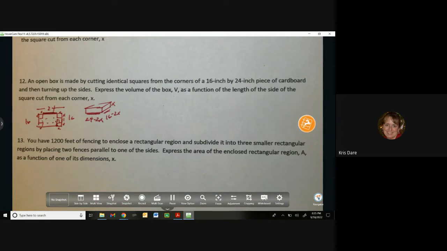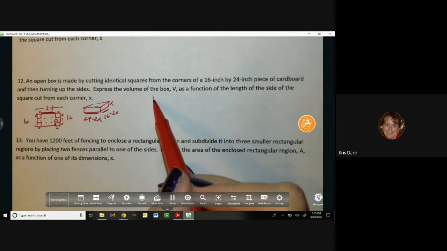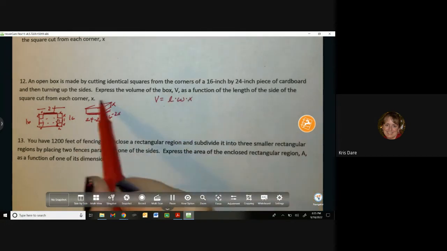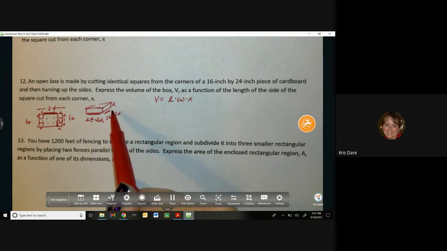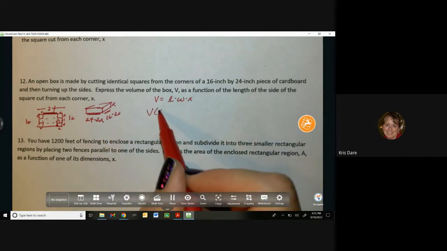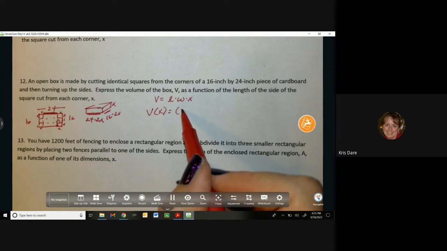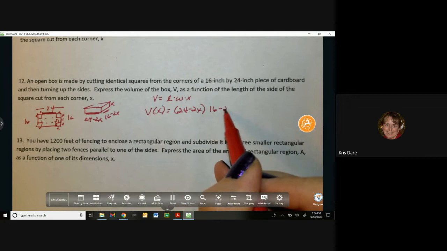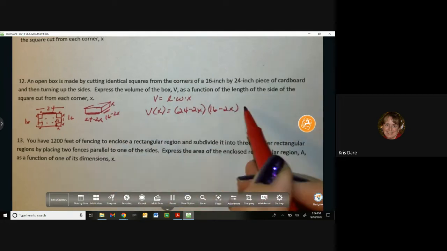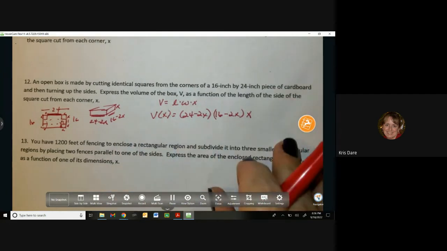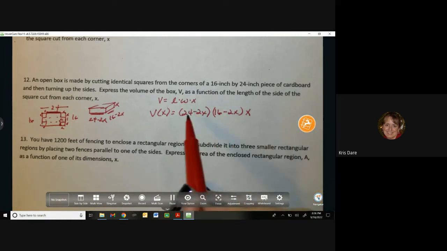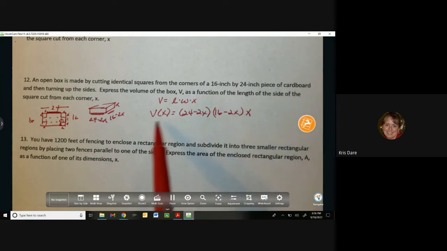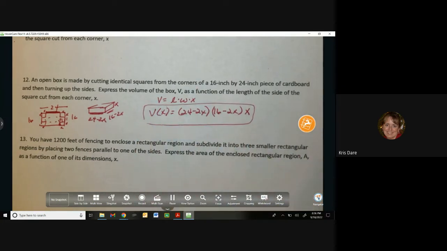Okay, so it wants the volume of the box. Volume of a rectangular prism is length times width times height. And that's the beautiful thing about making this drawing. I can see the length and the width and the height. So the volume in terms of x is going to be the length, 24 minus 2x, times the width, 16 minus 2x, times the height, which is x. Okay, and you don't need to FOIL that out. On the ones with the squares, these were the same, so you would have had a quantity squared, but for this one, that's it.